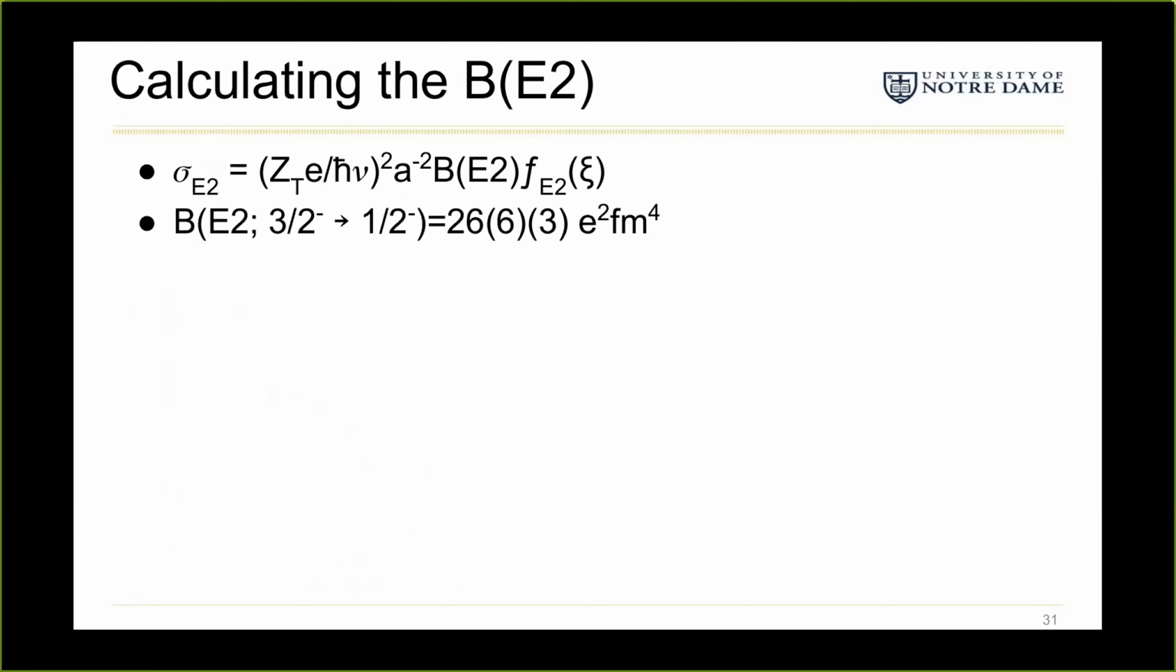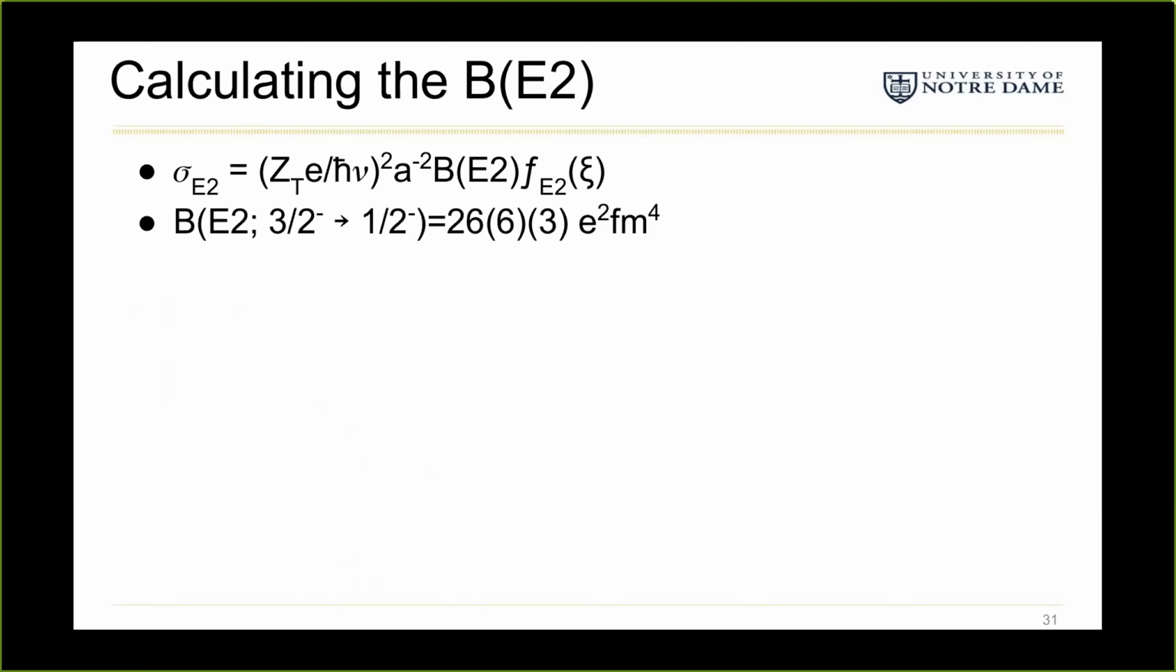So we were able to calculate a BE2. The BE2 from 3/2 minus to 1/2 minus in this beryllium-7 nucleus was found to be 26 plus or minus 6 from statistical uncertainties and plus or minus 3 from systematic uncertainties, in e squared fm to the 4th.